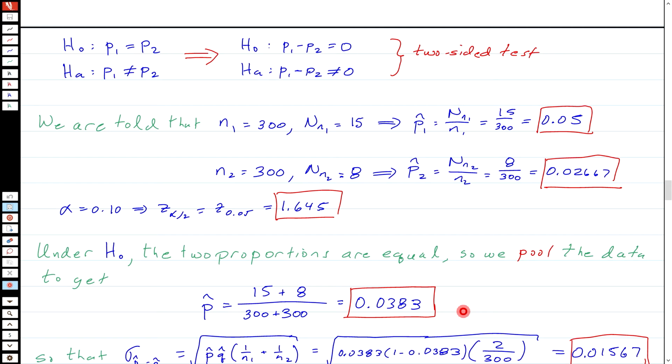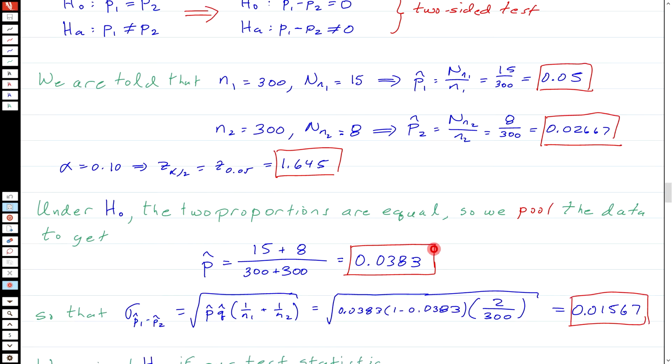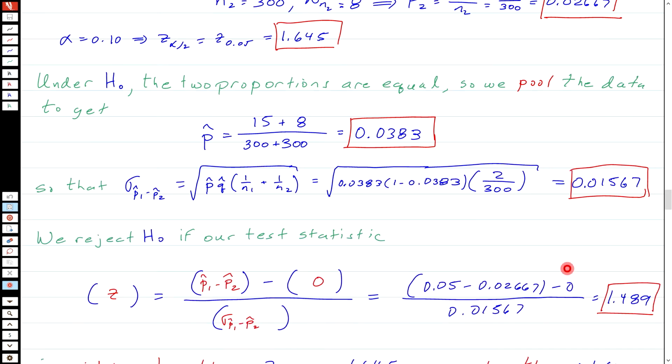So my pooled p-hat is 0.0383, which is somewhere in between these two results as expected. So our standard deviation of p-hat 1 minus p-hat 2 is the square root of p-hat q-hat times 1 over n1 plus 1 over n2. Plug in the numbers, I get the standard deviation of this difference is 0.01567.